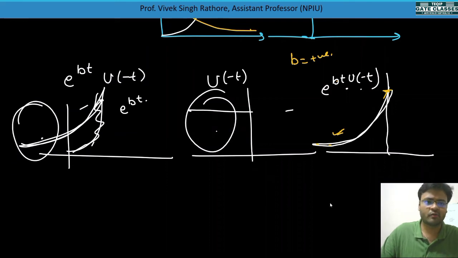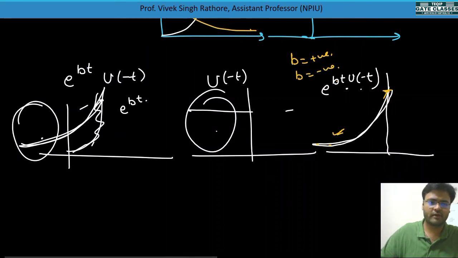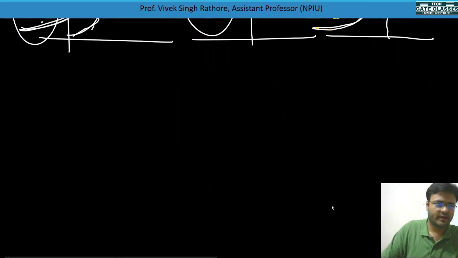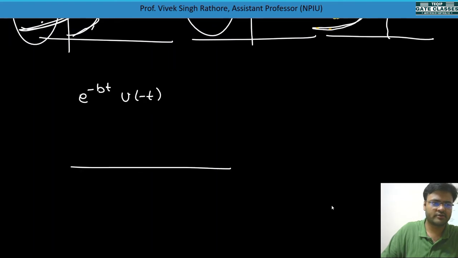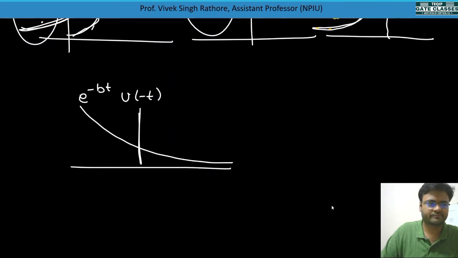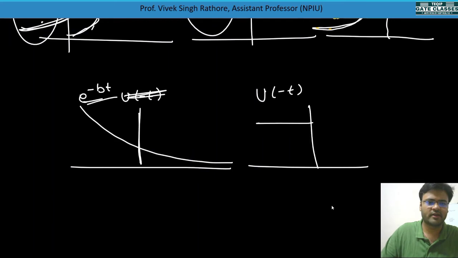But if you take b as negative, what will happen? See, for b negative, e^(-bt) u(-t), how will it be plotted? See, e^(-bt) means it will be like this. It is actually the e^(-bt) graph, and for u(-t) it is u(-t). If we multiply both signals, what will we get?